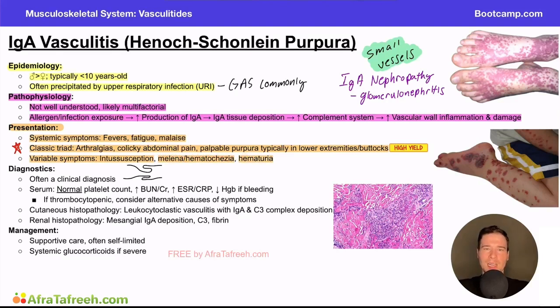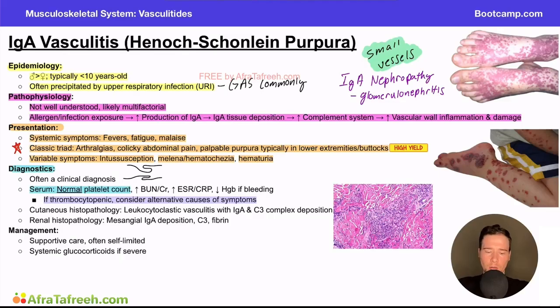Now, when we think about the diagnostics here, this is often a clinical diagnosis. So you can kind of use the patient's history, right? They had the upper respiratory infection. Now they're getting a lot of these signs and symptoms. You can use that to kind of make the diagnosis. But there are a couple key things they do like us to know on test day. And one of the key things is this is typically going to present with a normal platelet count. And why is that important? Because if a patient is thrombocytopenic, you need to consider alternative causes of the symptoms. This is a pretty unique thing that's important to note. HSP or IgA vasculitis typically has a normal platelet count. If thrombocytopenia is present, you need to be thinking about some other pathologies, some other conditions that might present with thrombocytopenia that can ultimately lead to rashes and purpura and things like that as well.